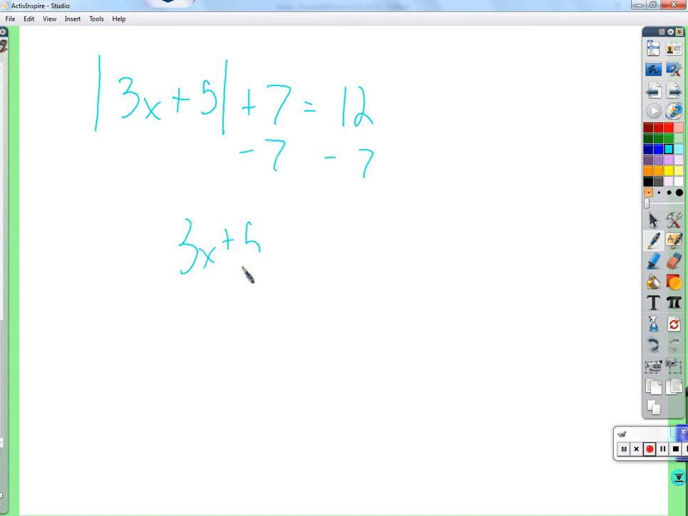Absolute value of 3x plus 5 equals 5. Then 3x plus 5 equals 5, or 3x plus 5 equals negative 5. Solve for x.